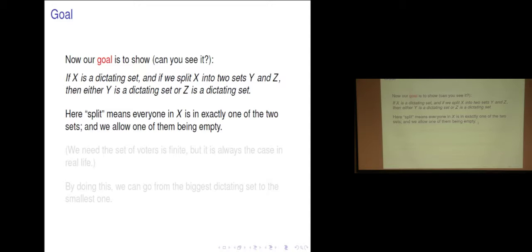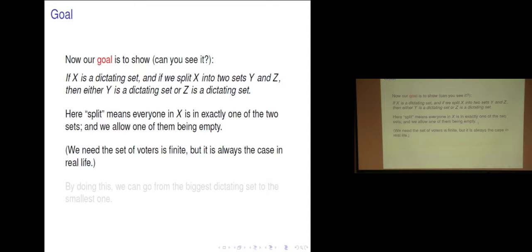I claim that this is enough. Why? Because if this is true, we can go from the biggest dictating set, everybody, and just chop them into portions. One of the sides is dictating, so you get a smaller dictating set, and then chop it again. One of the parts will be dictating. You get a smaller size, and shrink. In the end, you get one, right?